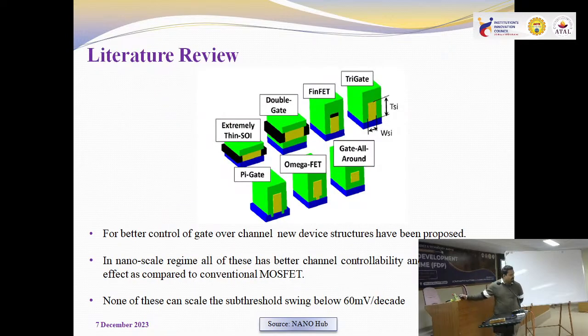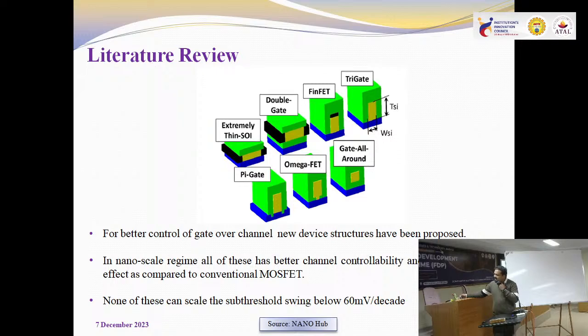These are the structures which have come to make sure that the control over the channel is proper. There is SOI, double gate structures, tri-gate structures, FinFET structures, pi gate, omega gate FET, and gate all around. All these structures provide better control over the channel. So when they provide better control over the channel, the static power improves a little.